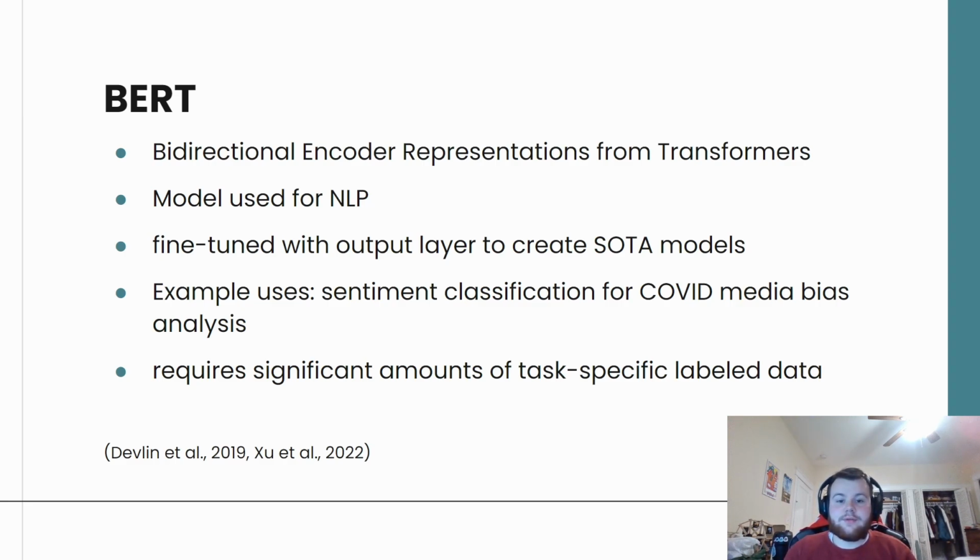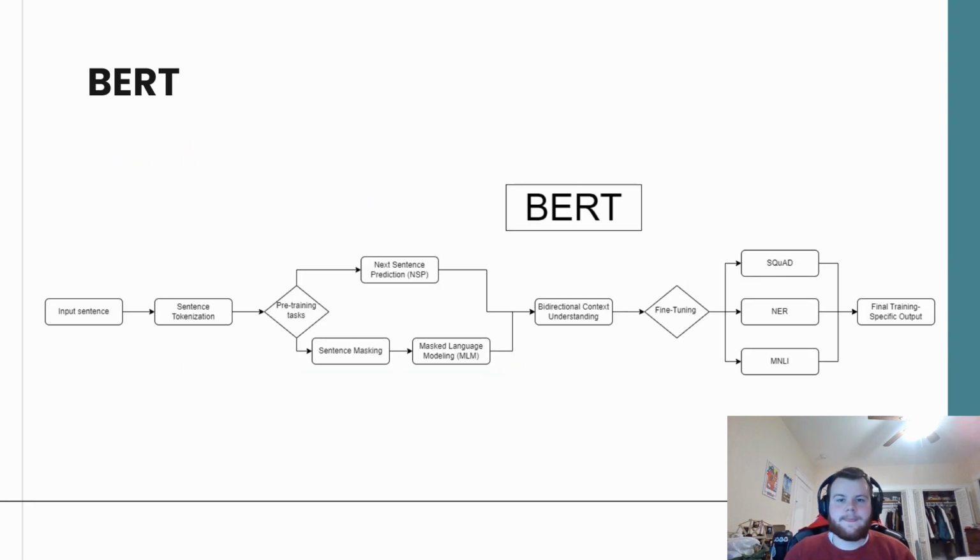This can be fine-tuned to create many different implementations, such as one use which was for COVID media bias analysis. It does require a rather large amount of task-specific data to train after the pre-training is done, however. This right here is our BERT workflow diagram. As you can see, it starts by tokenizing the sentence and running multiple different pre-training tasks. This includes next sentence prediction, in which the model is provided with one or more sentences, and then it tries to predict which will come next.